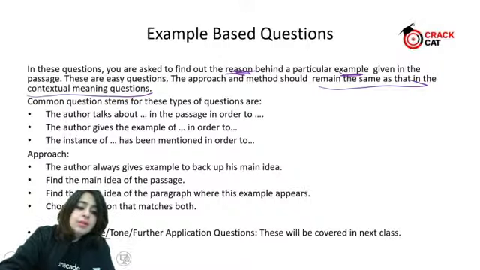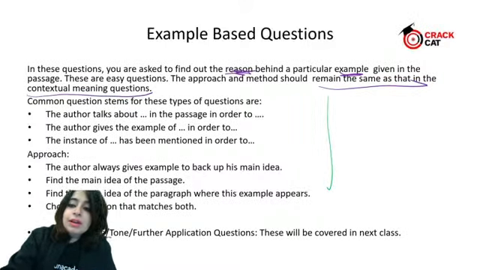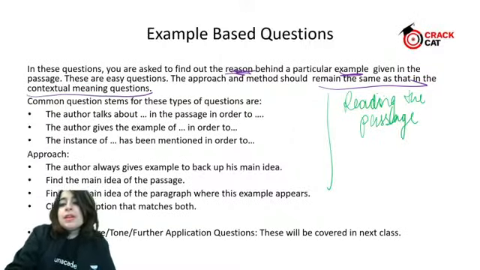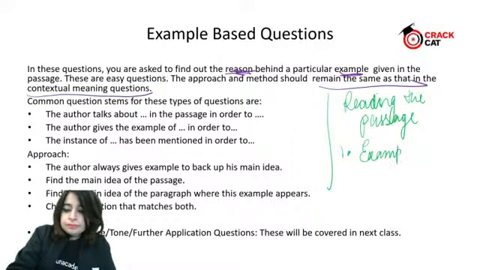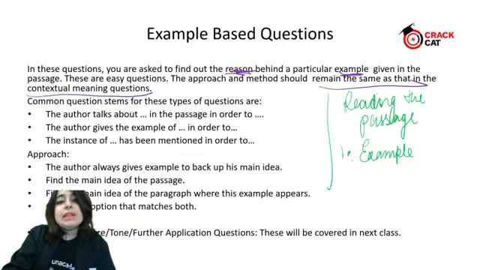The only difference is that whenever there is an example given in a passage, it would not hurt, while reading the passage itself, to follow a technique that I tell my students, and you will learn it in more detail in the mind mapping class. You should follow this one step: whenever you come across an example, think why has the author given me this example. What does he plan to illustrate?